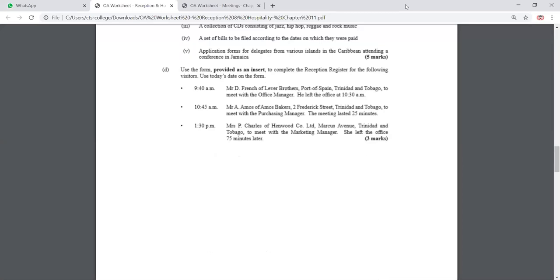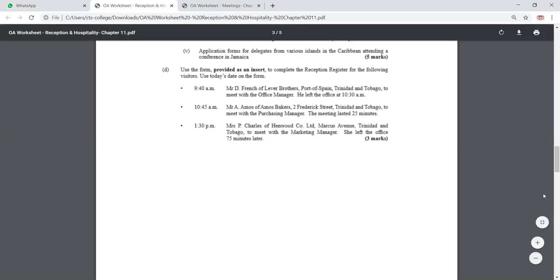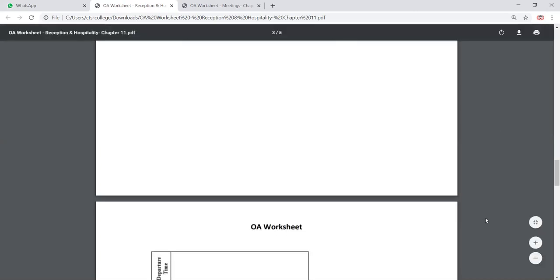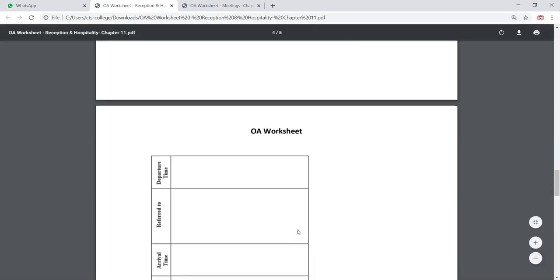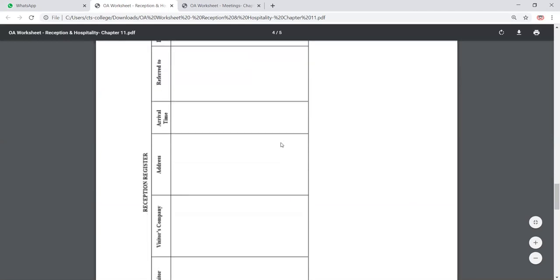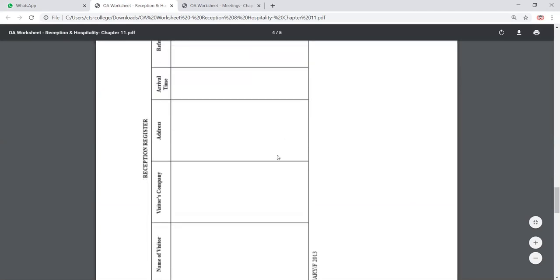Thanks. Using the form provided, there's a form on the other page, complete the following reception register. We have three dates to be filled out. If you scroll down, we would see a form called reception register. Go down to the top of it. It's landscape. What I want you all to do in your books right now is draw this table for me quickly.